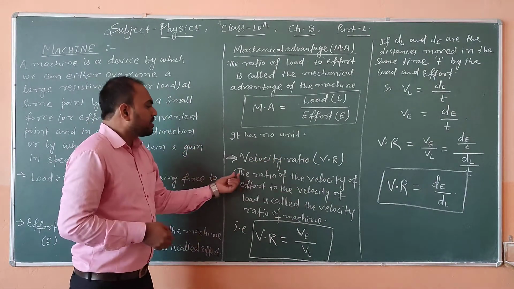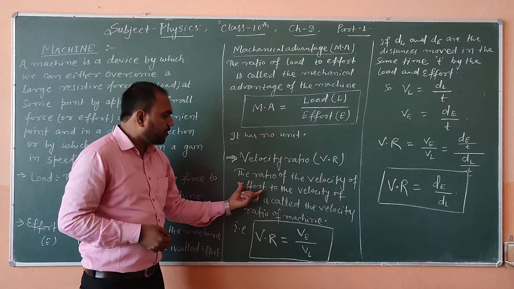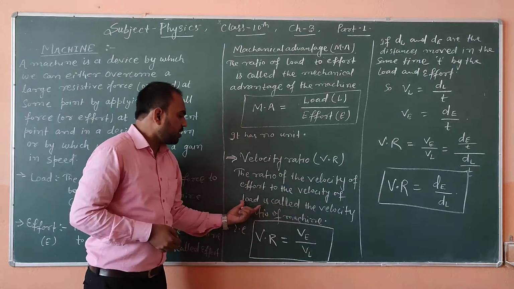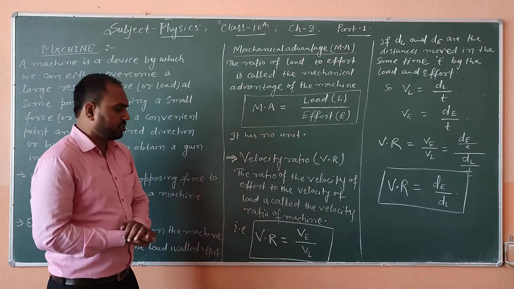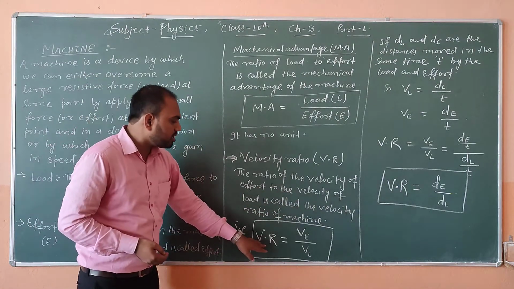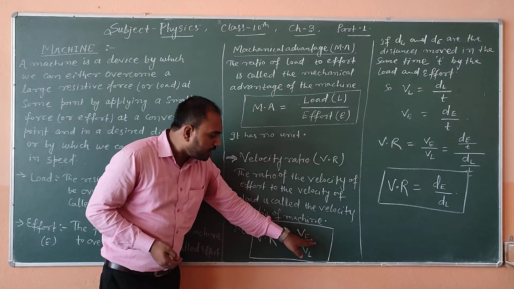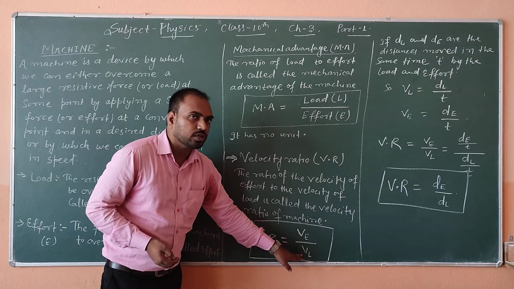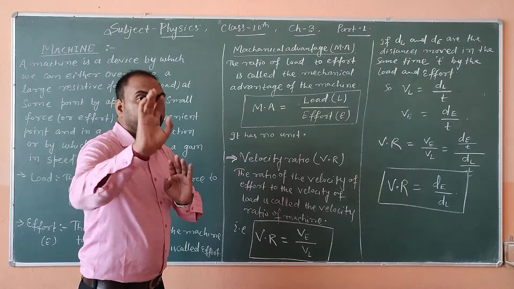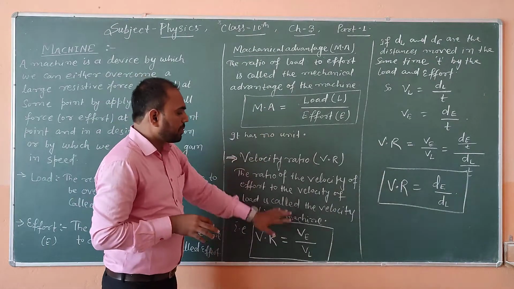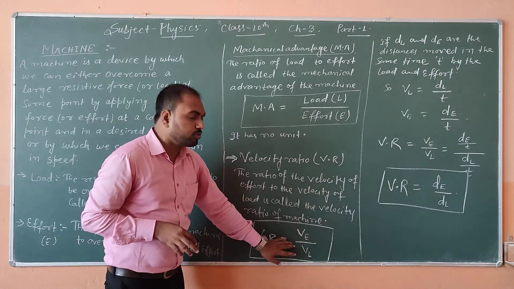It is easy. The ratio of the velocity of the effort to the velocity of the load is called the velocity ratio of the machine. Simply, velocity ratio is equal to velocity of effort upon velocity of load. There is a technique to remember it. It is just opposite to each other.